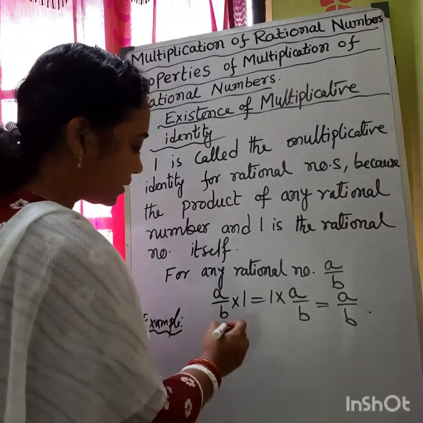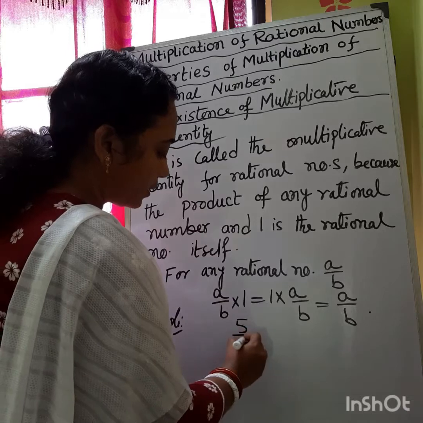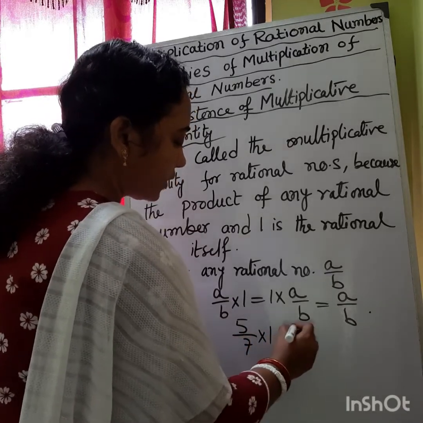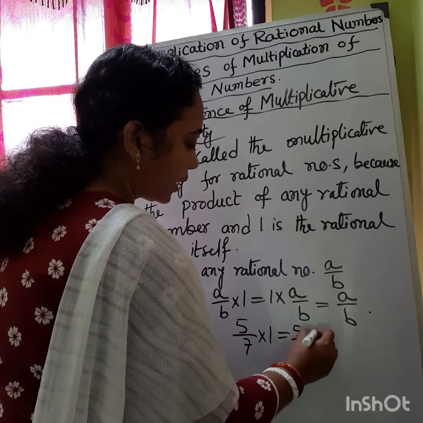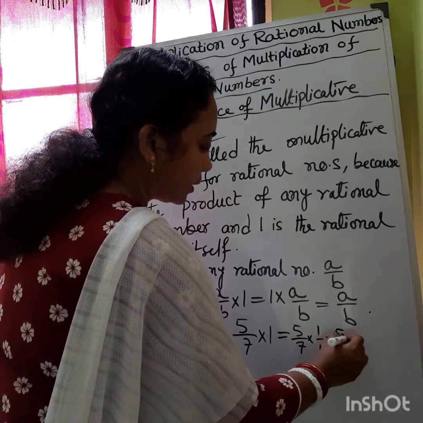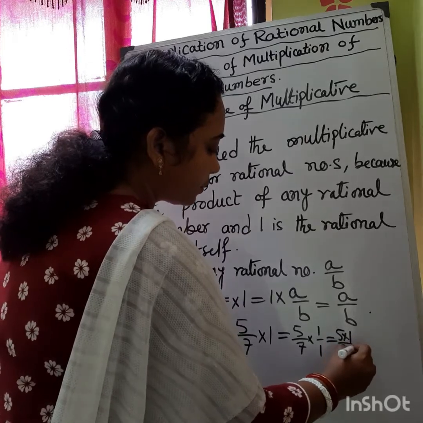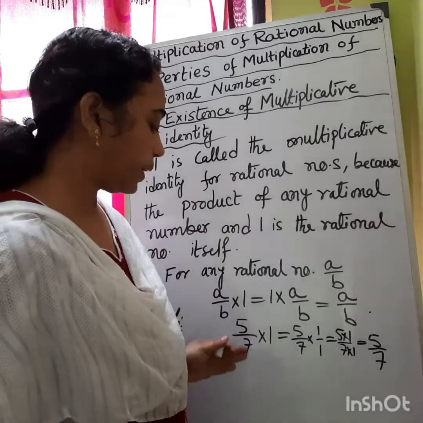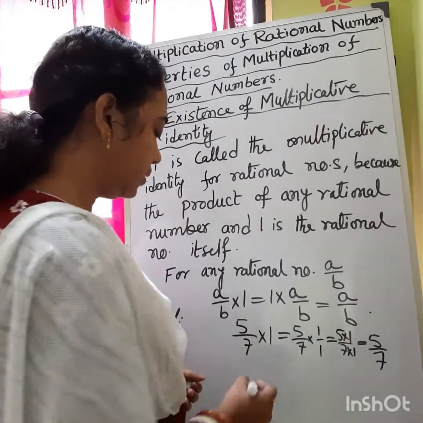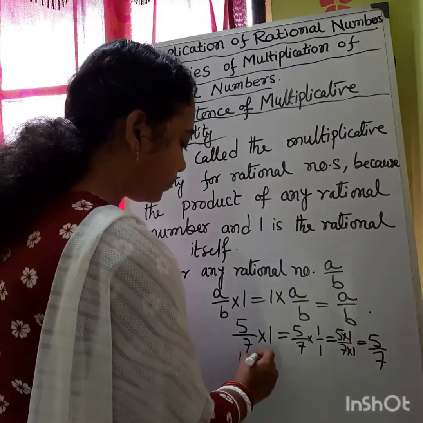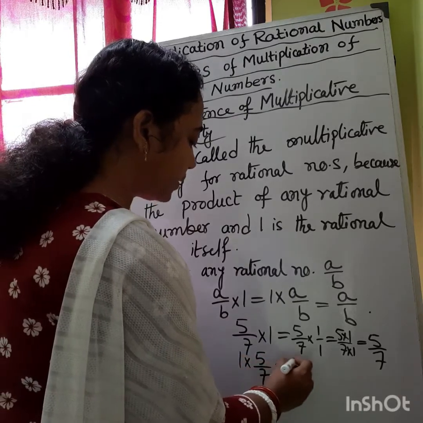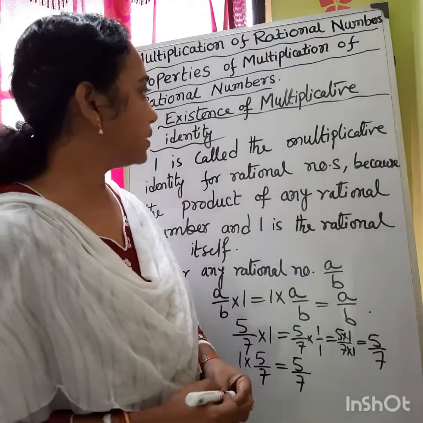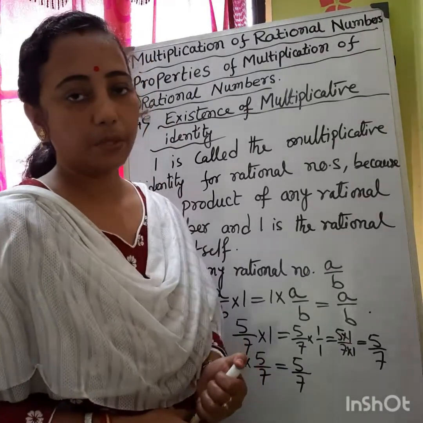For example, if we consider any rational number, say 5 by 7, then 5 by 7 multiplied by 1, we get 1, means we can write it as 5 by 7 multiplied by 1 by 1. So this means 5 multiplied by 1 by 7 multiplied by 1 means 5 by 7. So any rational number, if we multiply by 1, we get the same rational number. Alternatively, 1 multiplied by 5 by 7 also gives the same rational number, that is 5 by 7. So 1 is called the multiplicative identity for rational numbers.